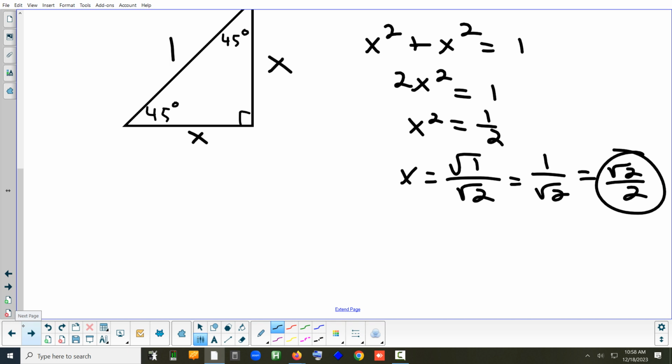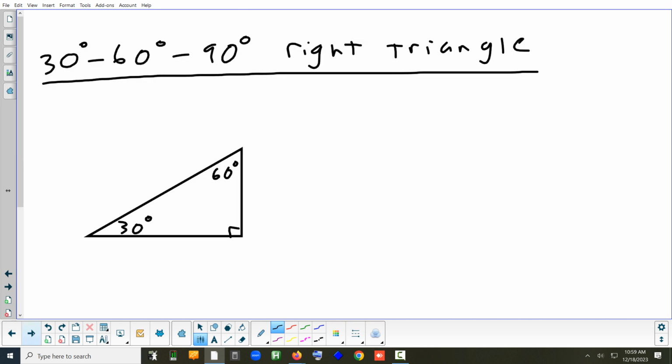Now we're going to do the 30 and the 60. And they're connected. So once you do the 30, you automatically have the 60. You'll see how they're connected. Okay, so let's get the 30 and 60 out of the way, and then we'll start doing some trig problems.